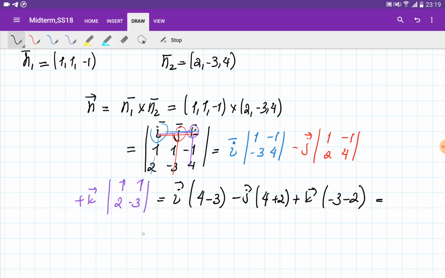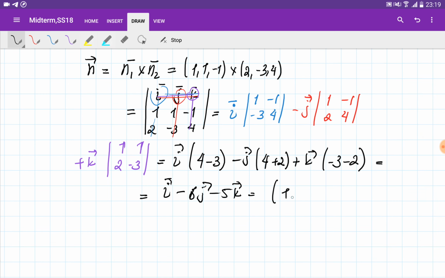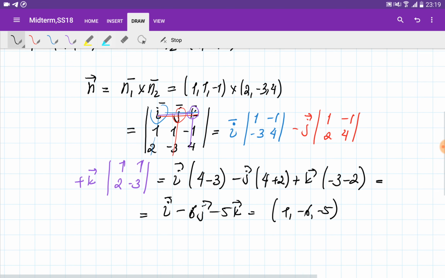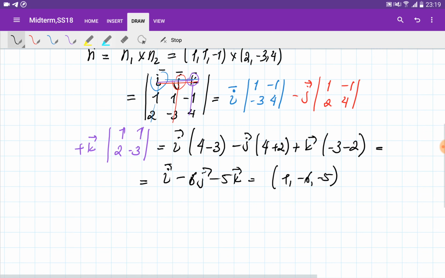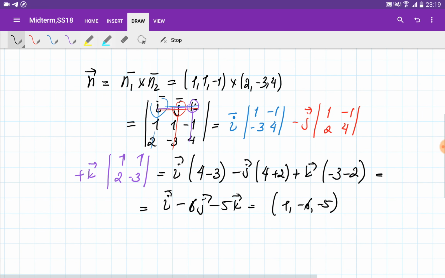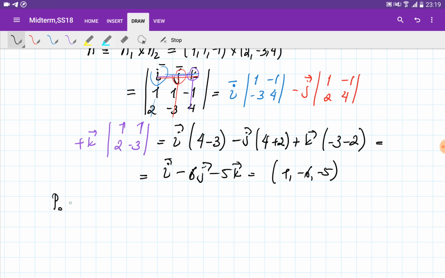So this is going to be i minus 6j and minus 5k, or simply we can write this down as a 3-tuple: 1, minus 6 and minus 5. So the components of the normal vector to the plane are 1, minus 6 and minus 5, and the components of the point are 1, 0 and minus 2. So P0 is 1, 0 and minus 2.